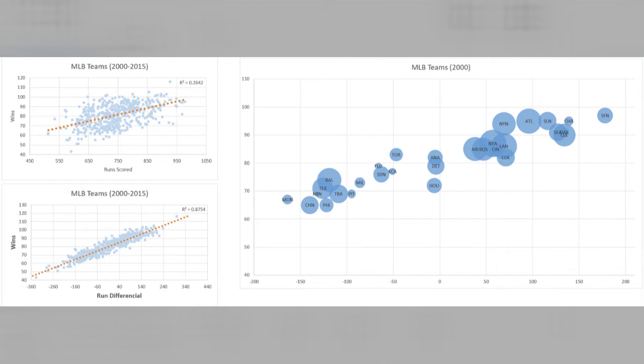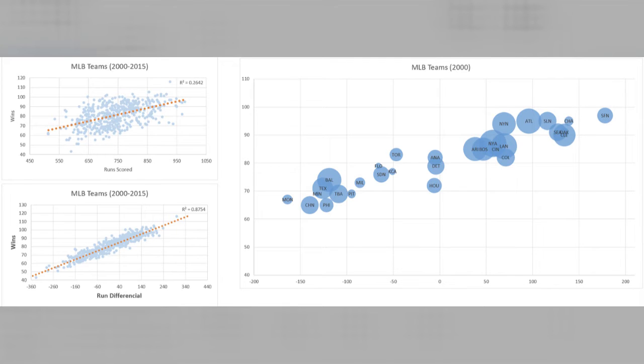As you can see in the graphs to the left, the bubbles represent a team in the 15-year span with an X amount of runs scored and a Y amount of wins. The correct label for each axis is important because the y-axis elements depend on the x-axis elements. In this scenario, wins are dependent on the number of runs scored.